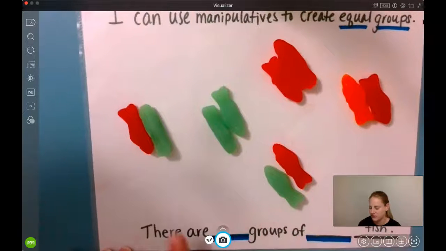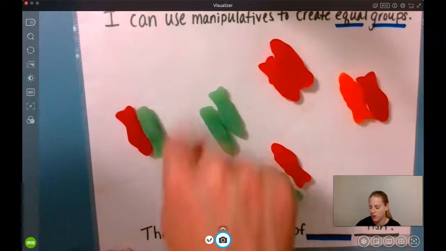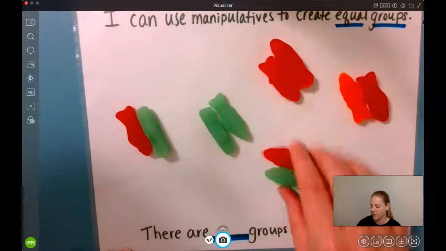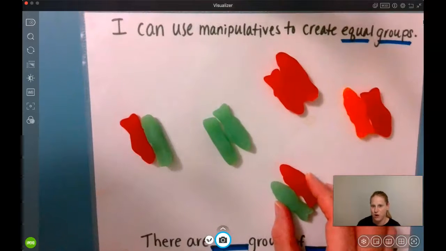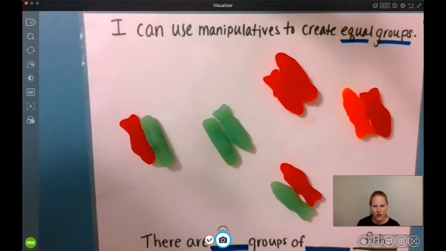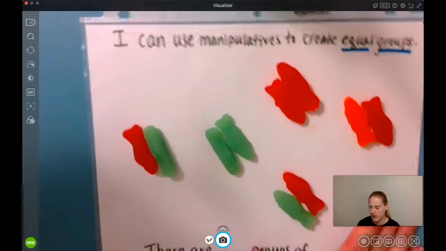Boys and girls, say it out loud with me. Let's fill in our sentence frame. There are 5 groups of 2 fish. 1, 2, 3, 4, 5 groups of 2. And are those equal? Thumbs up, they are. They're equal because, why are they equal? How do we know? Give me a thumbs up when you want to share. You got it. They're equal because there are the same number in each group.